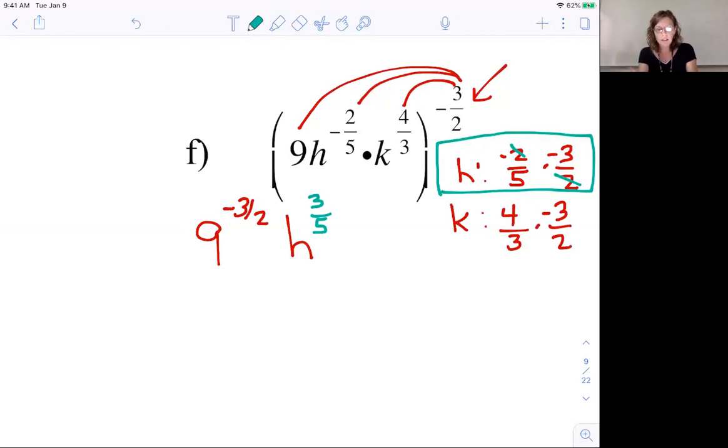So if we look at the k term, if I do that same thing, I have a 2. It can cancel with the 4. We have a 3, and the 3 can cancel.